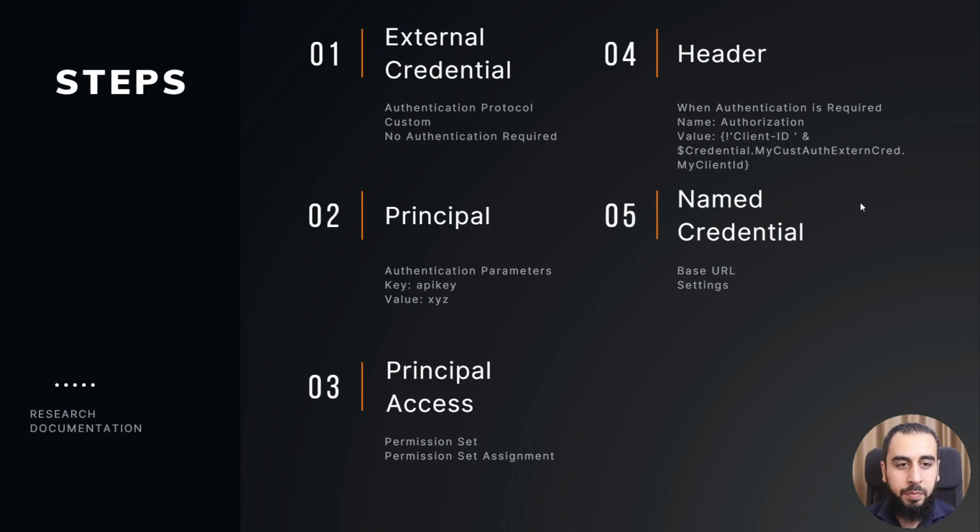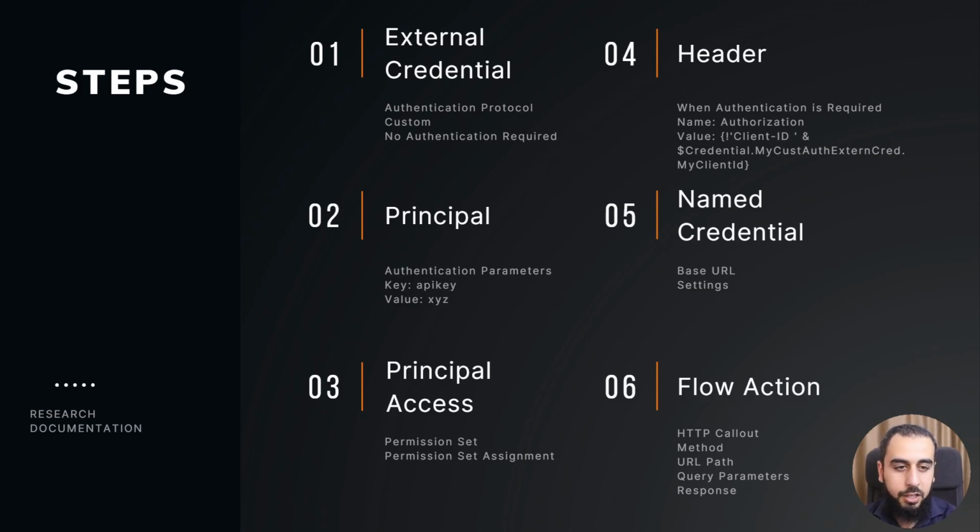And then we're going to set up named credential, and this is where we specify the base URL. This is another piece of information that we get from the other system, from the documentation, or from the account that we set up. And then there are some other settings as well in named credentials. And then the last thing we're going to do is the actual flow action. You see, there are 5 steps before we actually start working with flows.